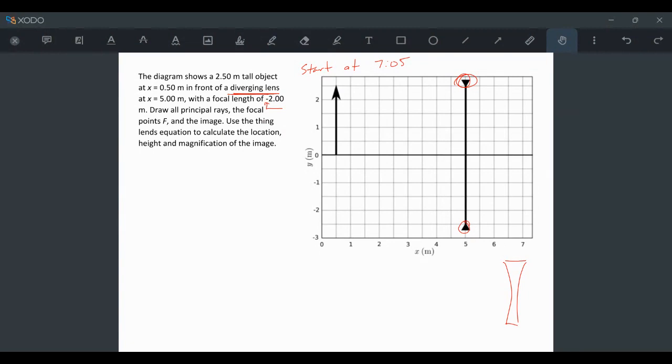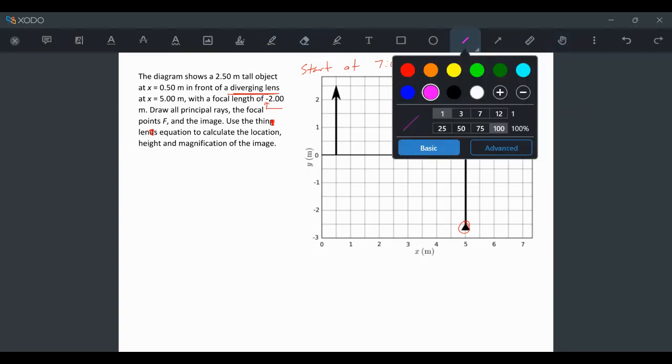We're asked to draw all the principal rays, the focal points, and figure out where the image is and how big it is. Then we're going to use the thin lens equation. Oh my gosh, there are so many typos in this. We calculate the exact same things that we get from the drawings. This is similar to the mirror question from last week. Basically, use graphical methods to figure out where the image is located and then confirm it using equations.